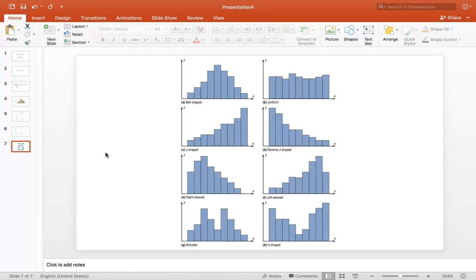Bimodal is where we have distribution with two different peaks that are at the same height. So if you notice, this has a peak here, then another part of our data has another peak here. So we have two separate peaks, unlike our bell shape where we only have one. And the two separate peaks are the same height.